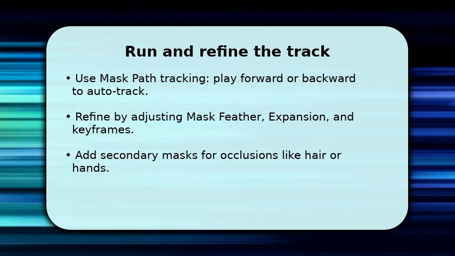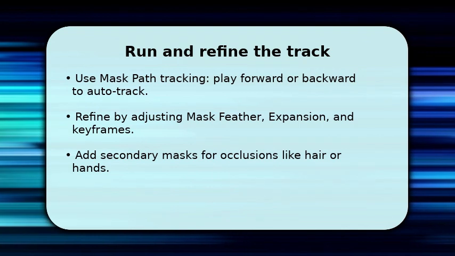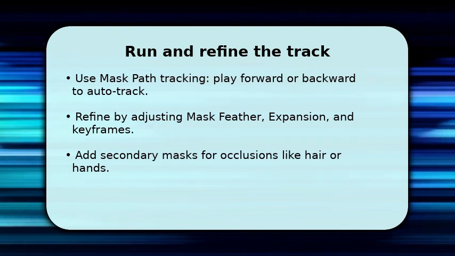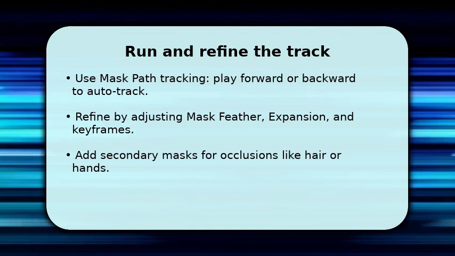Adjust mask feather to blend edges and mask expansion to include or exclude background. These controls prevent popping. If hair or hands occlude the face, add a secondary mask around the occlusion and animate it separately so your primary face mask remains accurate throughout the shot.